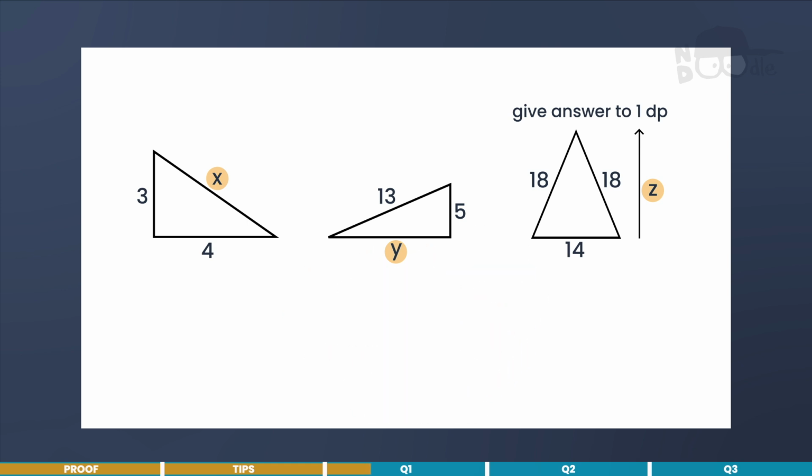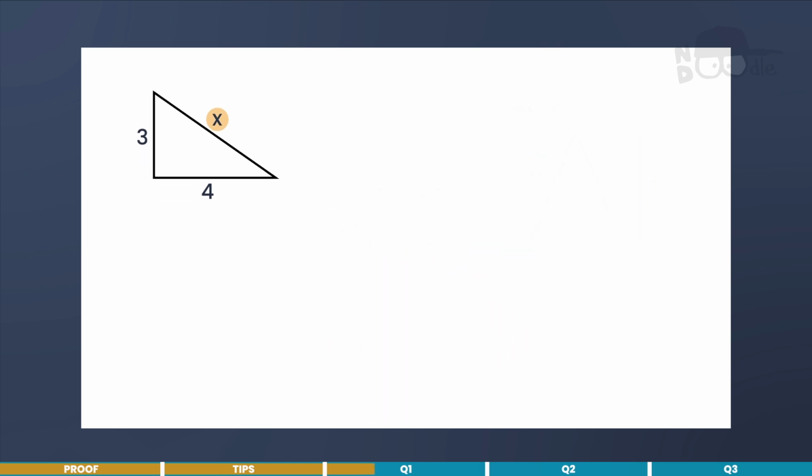The first one is the simplest. We use our Pythagoras formula of a squared plus b squared equals c squared, and always remember that c is our longest side, which is the hypotenuse of the triangle. Let's label the sides. It really doesn't matter what you label as a and b, as long as c is the longest one. We can now plug some numbers into our formula.